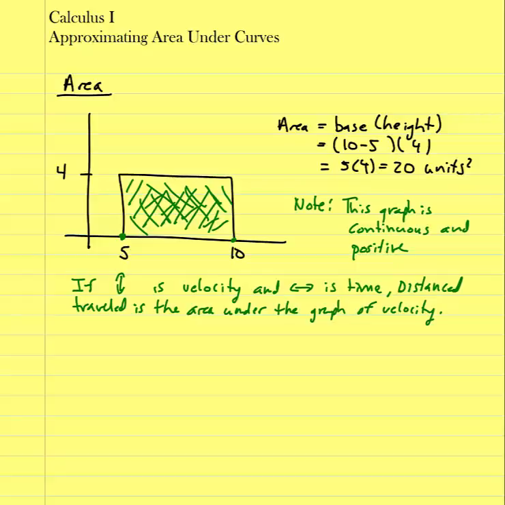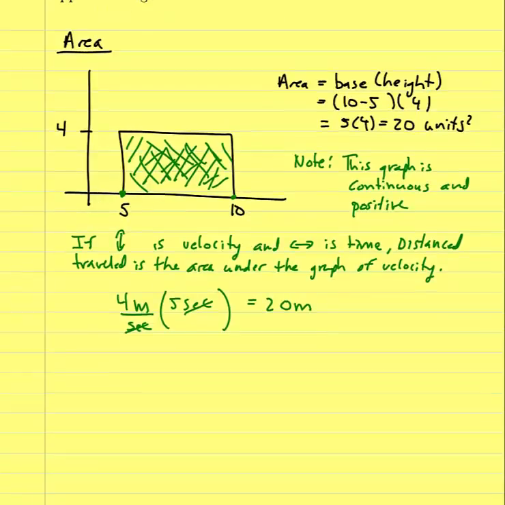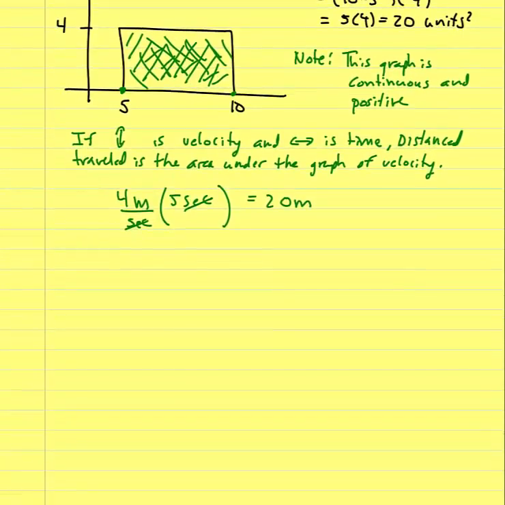Now when we look at this in terms of distance, it doesn't seem like our units are going to come out quite right. Area in general, we're talking about units squared here, but let's look at this problem. The vertical axis is velocity, so that would be something like 4 meters per second, and the horizontal axis would be our time, let's say 5 seconds. Well, if you notice, the seconds cancel, and I'm left with 20 meters here. So again, this is showing me my distance traveled. So it's kind of a neat little application of integration.